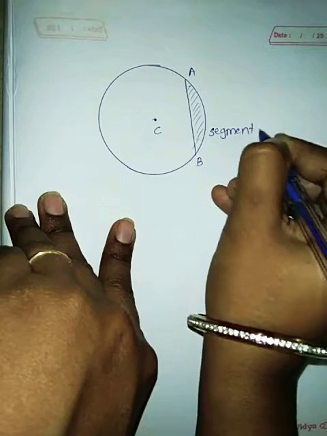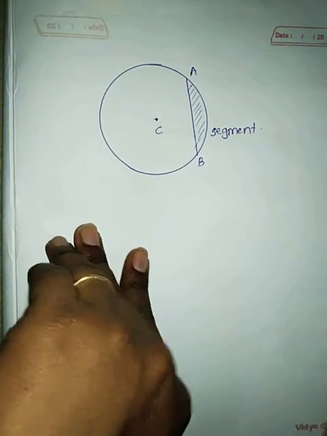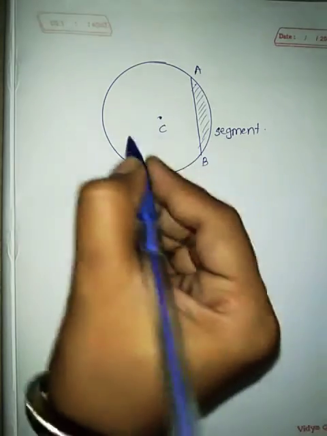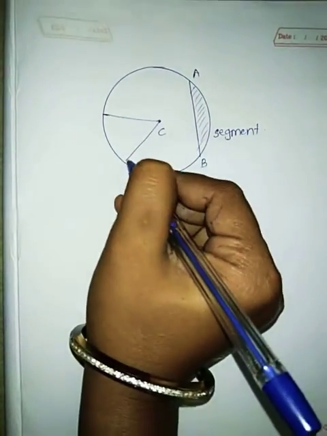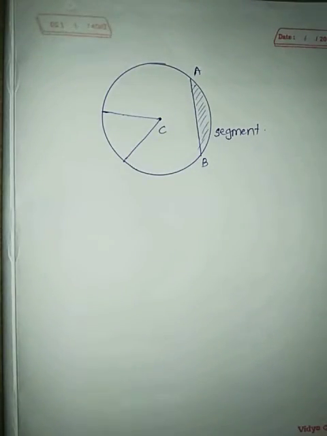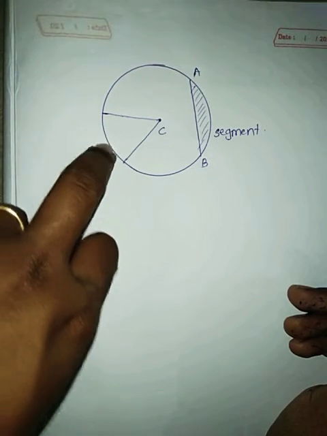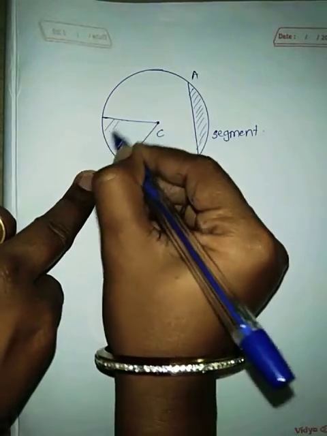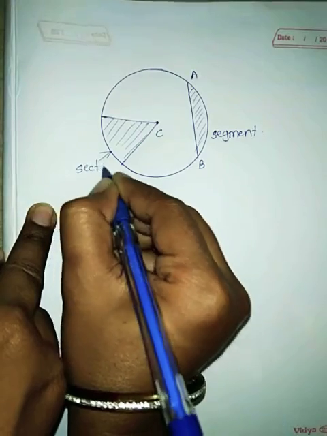See, then the next thing is, if I draw this, then what do we call this? This is nothing but a sector of a circle. The inside area is nothing but a sector of a circle.